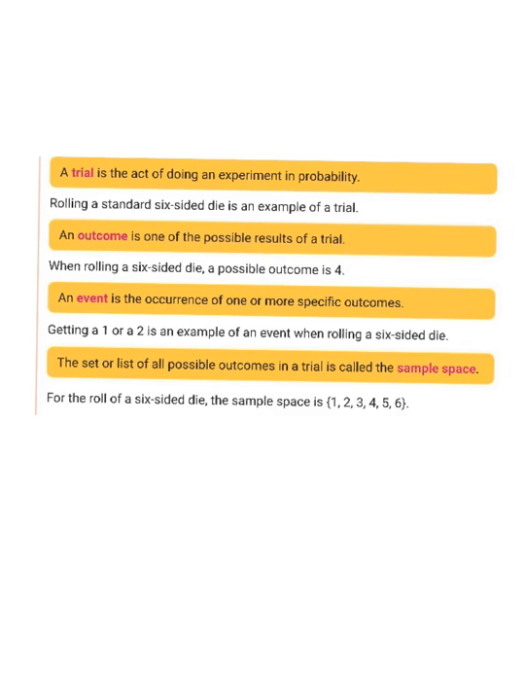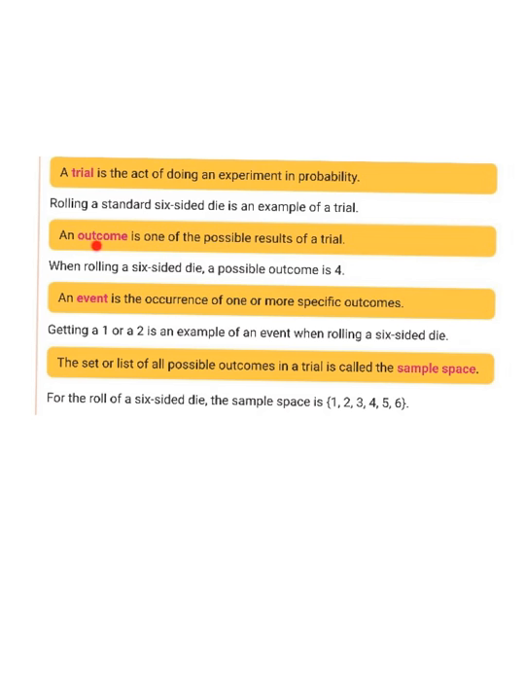Okay, so we're just going to go on to probability, and there's certain terms that you need to know that come up all the time in questions. So we need to know these terms. So I want you to write these down into your copybook. Okay, so the first one then that they have here is a trial. So a trial is the act of doing an experiment. So like rolling a standard 6-sided die is an example of a trial. So a trial is the act of doing an experiment in probability.